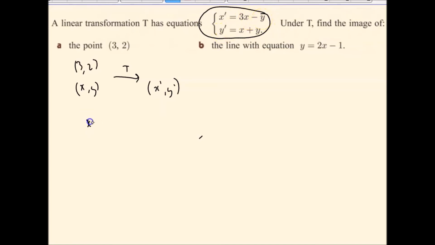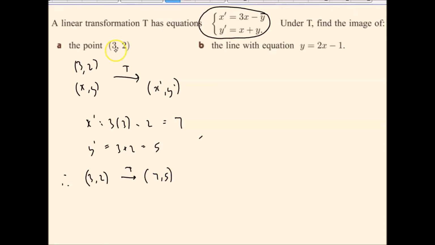So I know that x dash is equal to 3 times x, which is 3, minus 1 times y, which is 2. So I get 9 take 2, which is 7. My y dash value is going to be x plus y, which in this case is 3 plus 2, which is 5. So therefore my point (3, 2) under our transformation has become the point (x dash, y dash), which is now (7, 5).